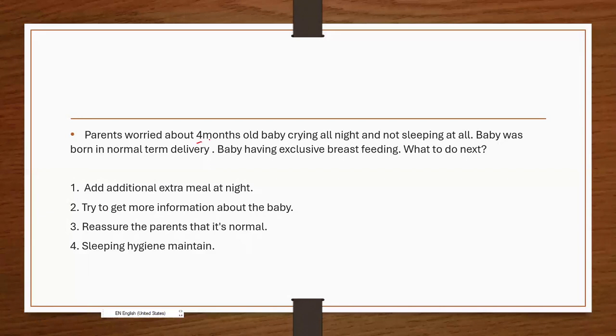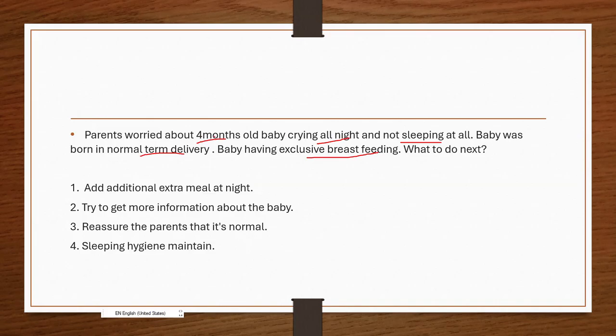4 months old baby crying all night and not sleeping at all. Baby was born normal term delivery. Baby having exclusive breastfeeding. What to do next? Okay, now here a 4-month-old baby crying all night seems like a common phenomenon.